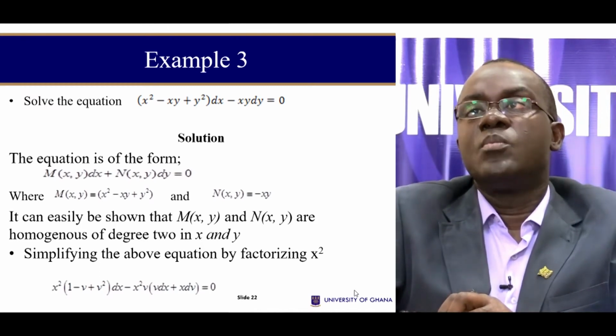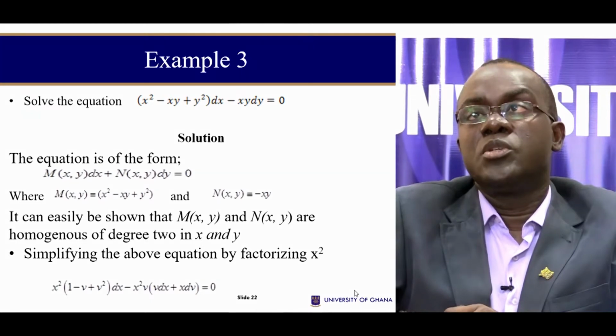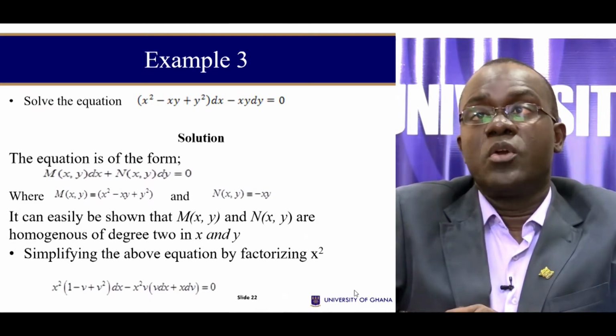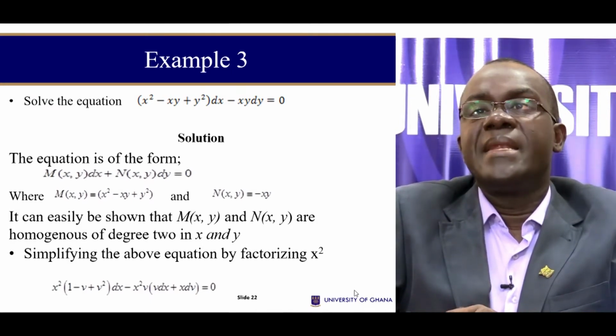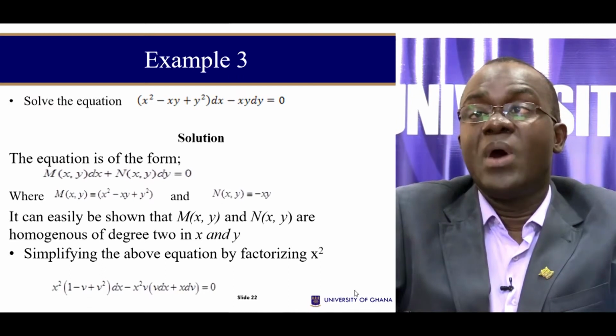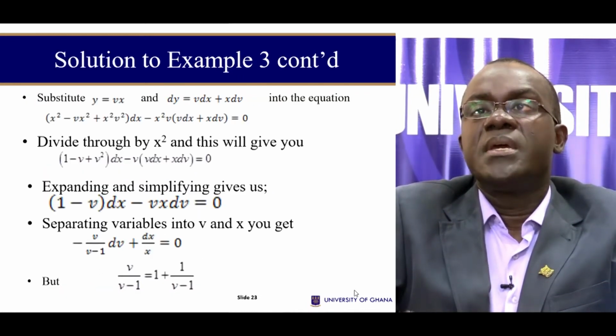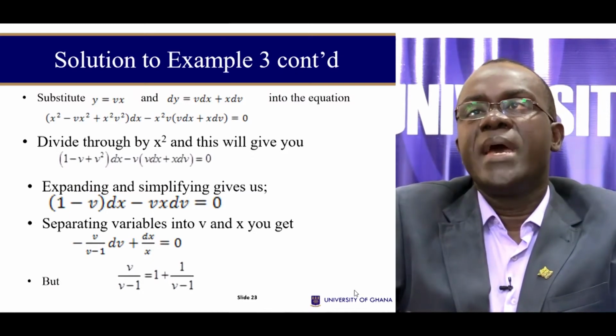Look at this function. More or less, this is my M of x, y, and there's my N. What you could see is that the M and the N are all homogeneous of degree 2. You can cross-check yourself, meaning that if I introduce y equals vx or x equals vy, I would be able to solve that equation. Now, let's go further. So I introduce y equals vx. When I take the total differential, I get this.